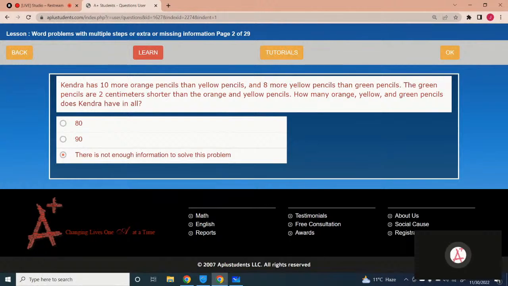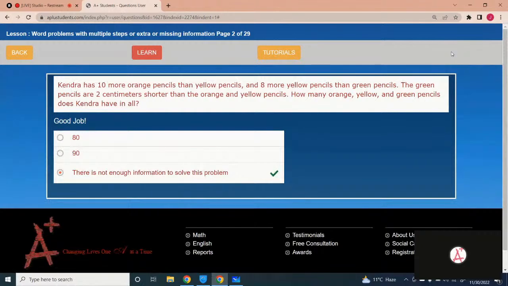If you are given one of the pencil numbers, for example, if they said they have 10 green pencils, you can then find the yellow pencils and then the orange pencils too. Got it? Because yellow pencils are 8 more than the green pencils. So that means the given information is not enough to solve this problem. Just select the correct option and click on the OK button.